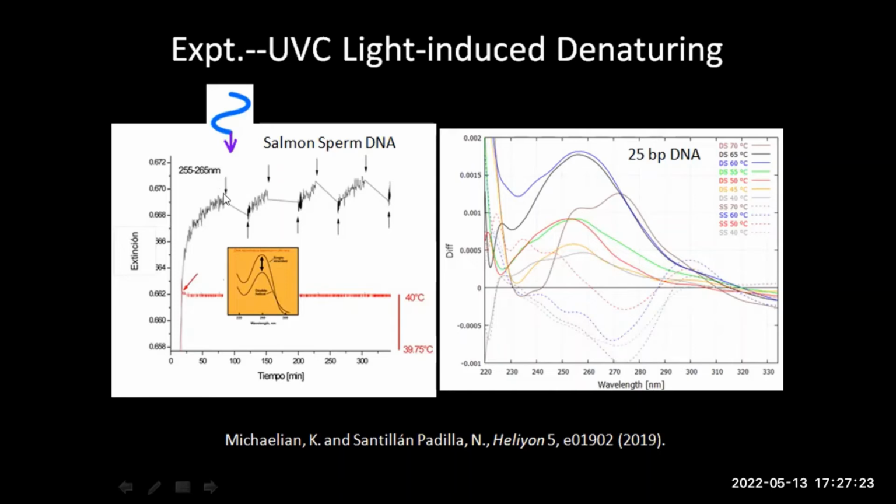And every time we turn the light off, the absorption goes down. We turn the light on, absorption goes up. So this is like UVC denaturing. We're denaturing. This is this hypochromic effect again.